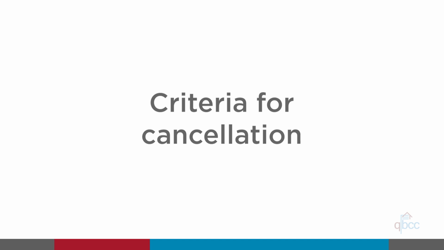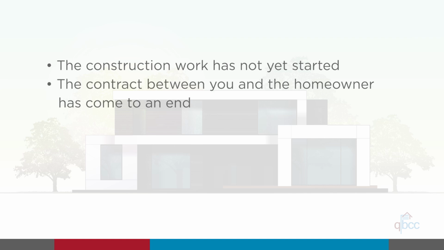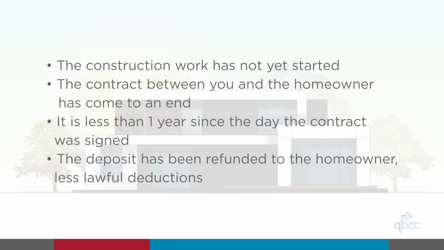Criteria for cancellation. As would be expected, there is strict criteria to cancel a policy, including: the construction work has not yet started, the contract between you and the homeowner has come to an end, it's less than 1 year since the day the contract was signed, and the deposit has been refunded to the homeowner, less lawful deductions.